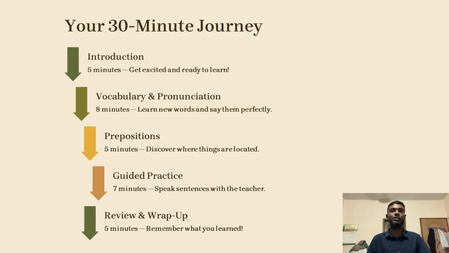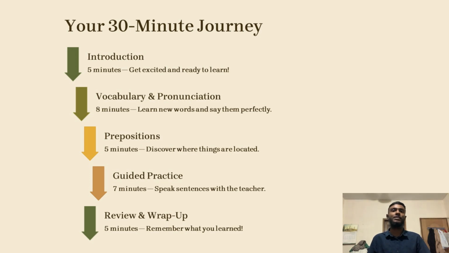Moving to the next slide, which is lesson structure, the roadmap to learning. This lesson is divided into 5 connected stages: introduction, vocabulary and pronunciation, prepositions of place, guided practice, assessment, and wrap-up. This structure keeps the classroom balanced, starting with curiosity, moving into discovery, and ending with confidence. Now that we know the plan, let's start with the most exciting part, helping students learn new words and say them correctly.